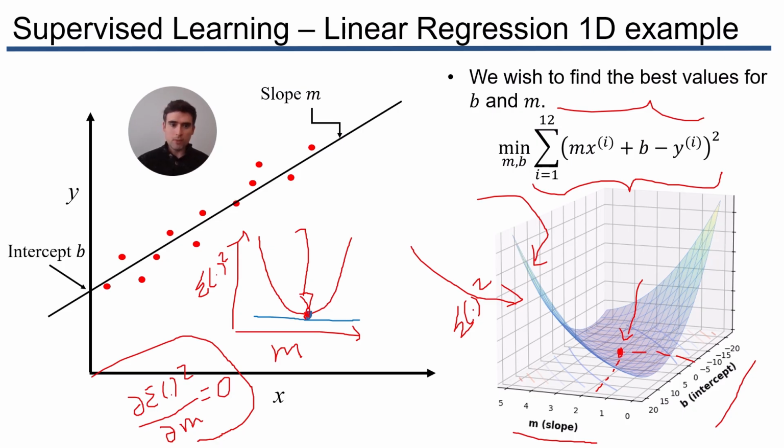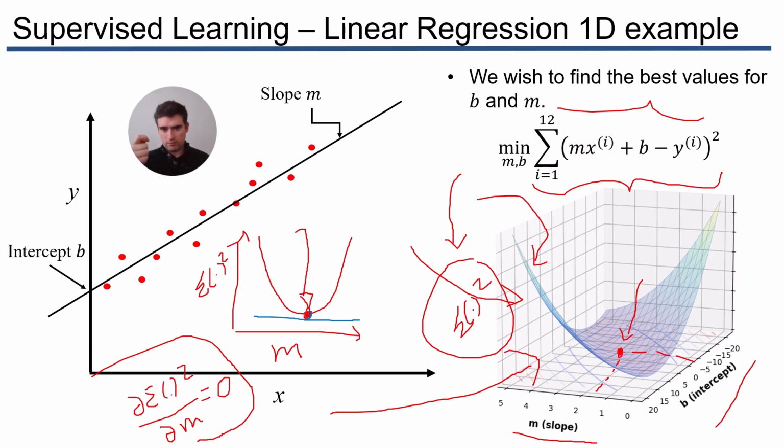Now, if we go to this 2D function over here, what we're actually doing is the same thing, but now we want to differentiate this function with respect to m and with respect to b. And that way we get two equations.